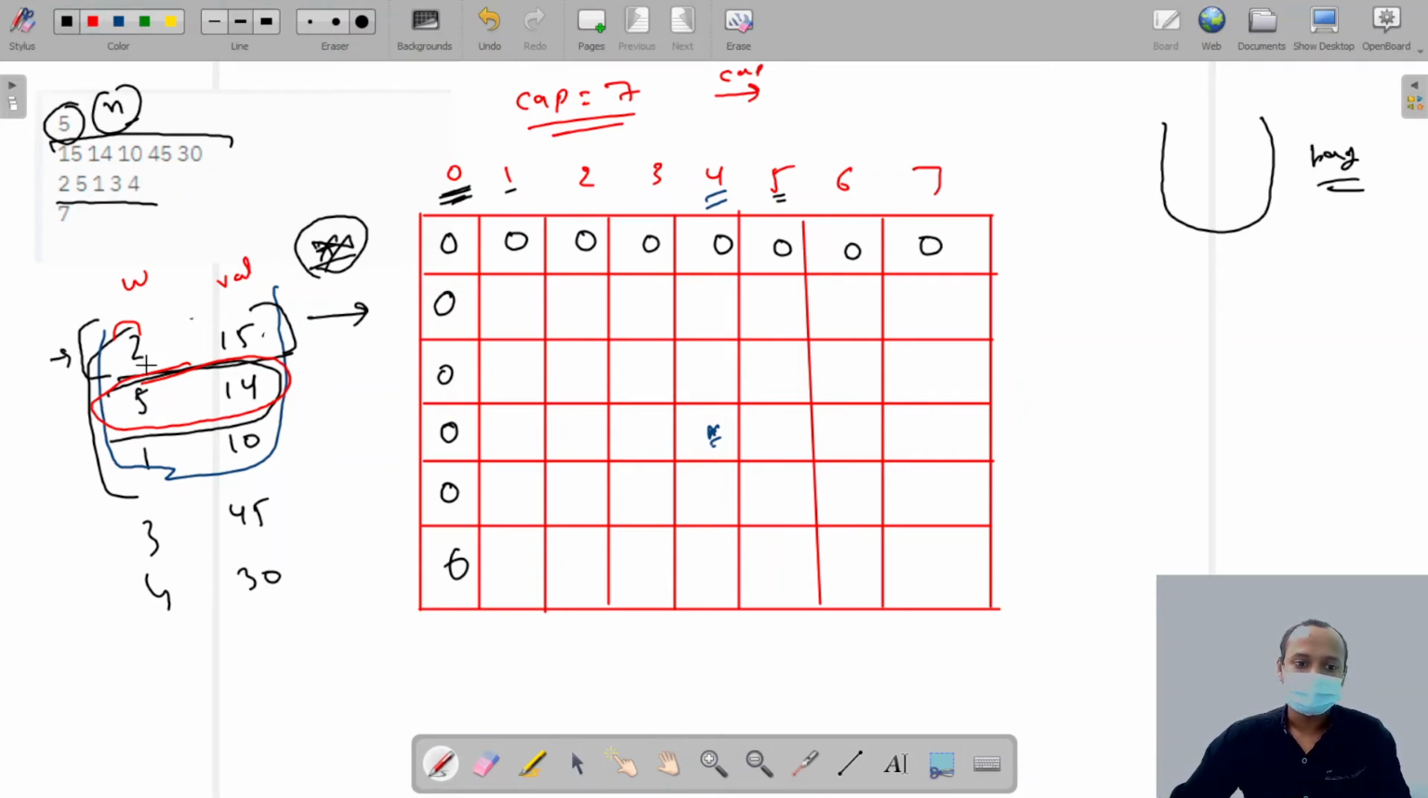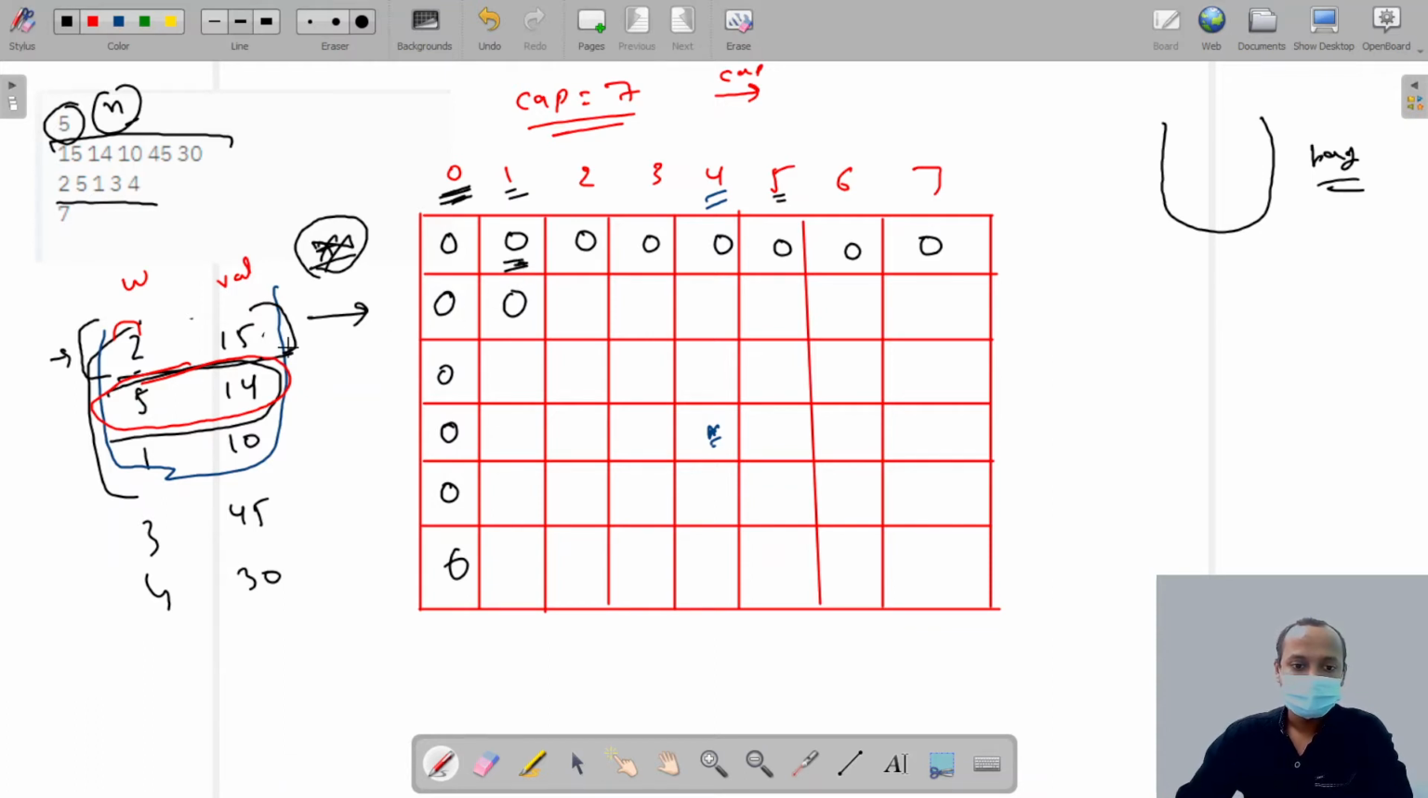So first we choose this item. The weight of this item is what? 2 and the capacity is 1. So we can't choose this item. So what is the value of this item? 0, because here we can see we get 0.